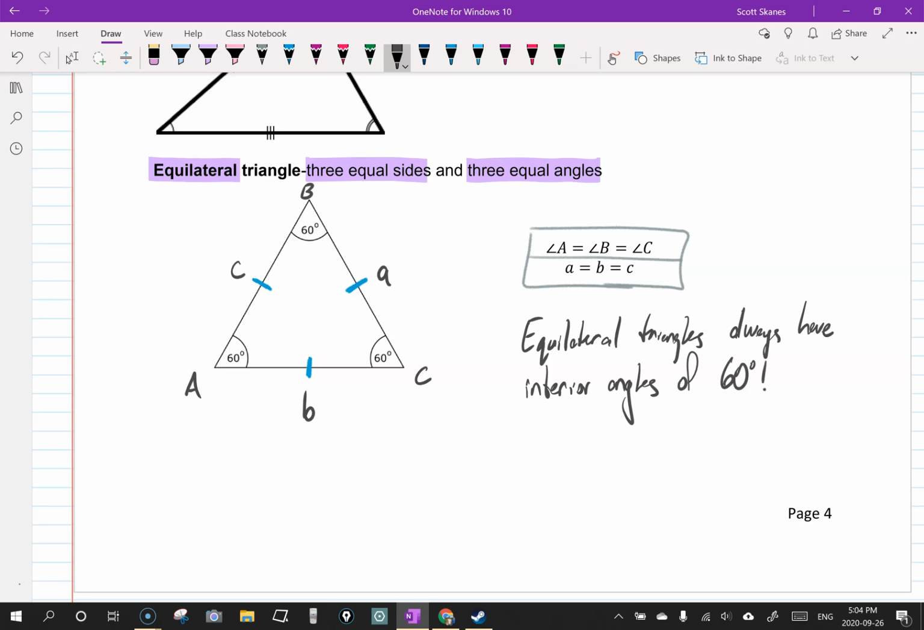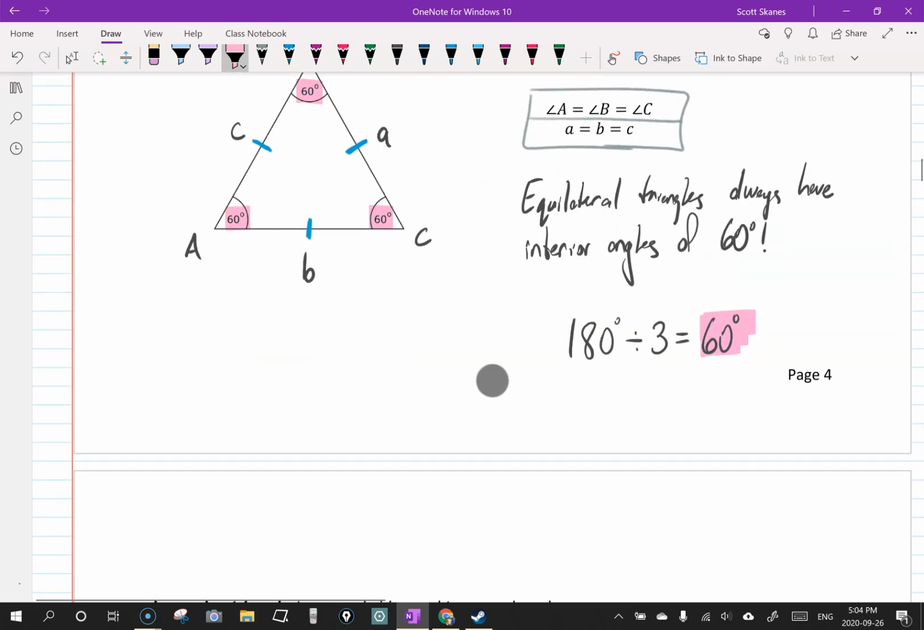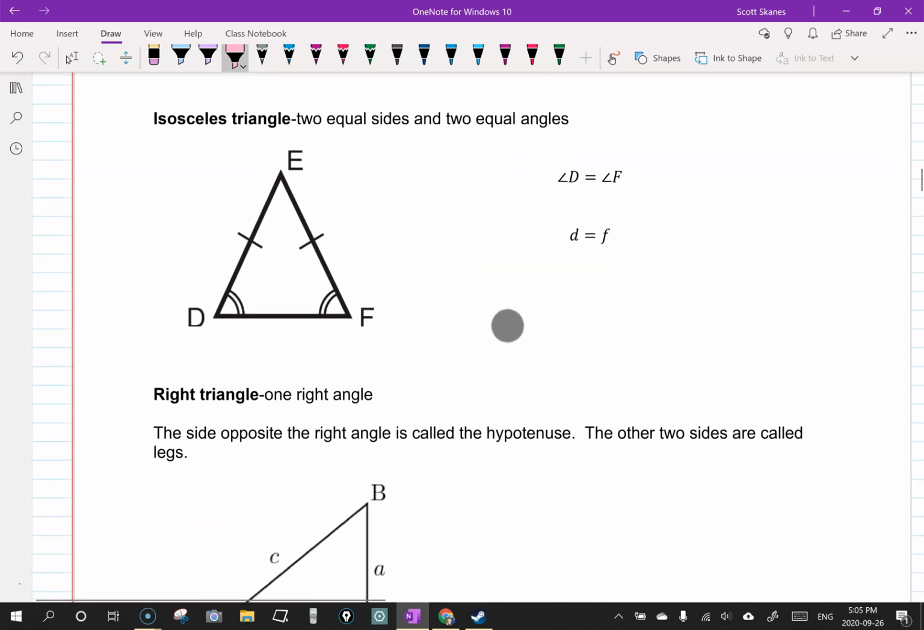Okay, that's because all the angles in the triangle add up to 180, and if you divide it by 3, because you have 3 angles here, it gives 60. So 60 plus 60 plus 60 equals 180. That's why we get this 60 here. We'll see more about that later.